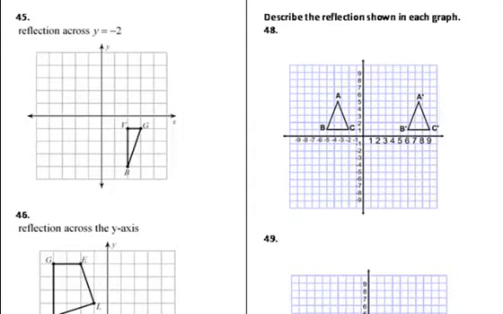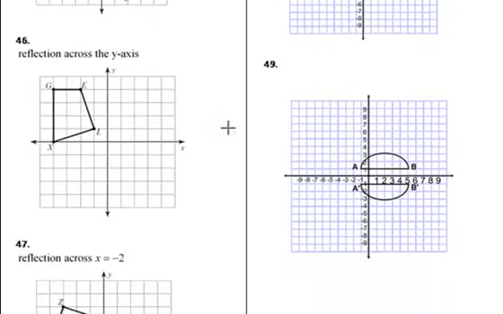Okay, 45, reflect across the y equals -2. So I know I'm crossing the y-axis at -2, which is right there. Okay, I count the points above. So B is 1 above, so it's going to be 1 below. G is 1 above, so it's going to be 1 below. That's B. B is 2 above, so it's going to be 2 below. Okay, connect them. Again, I have an overlapping shape. Like that.